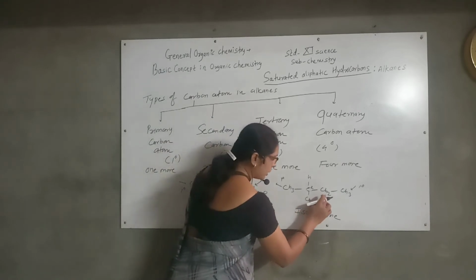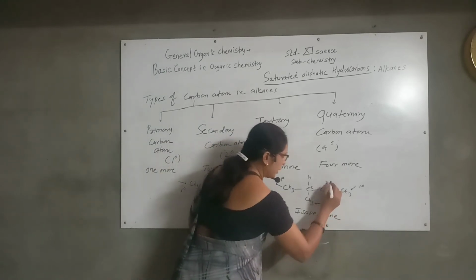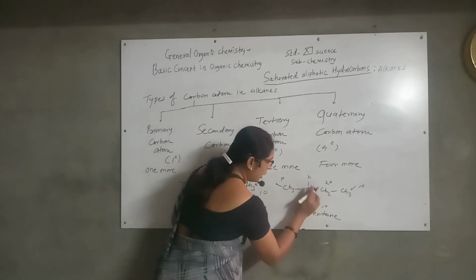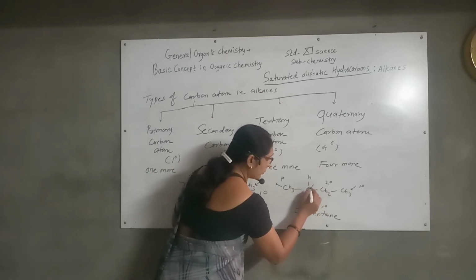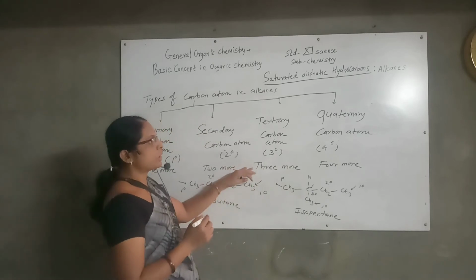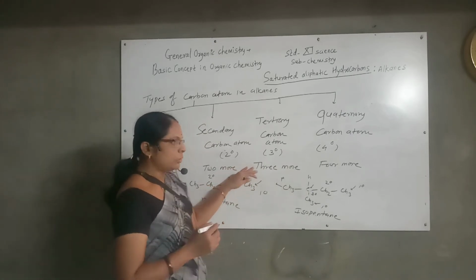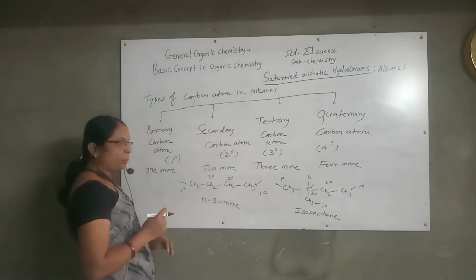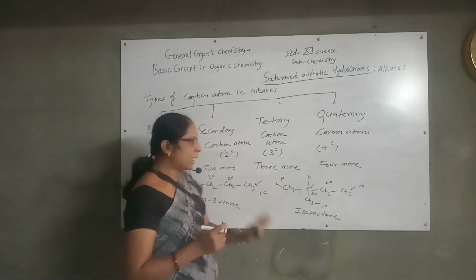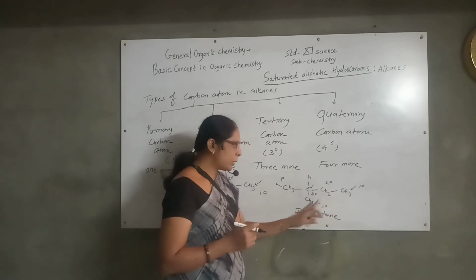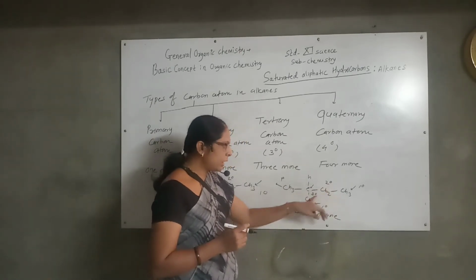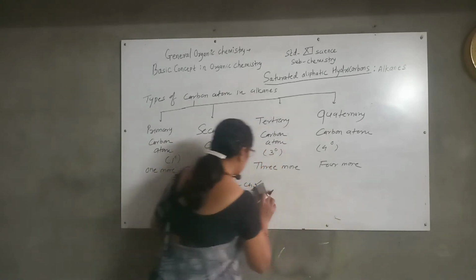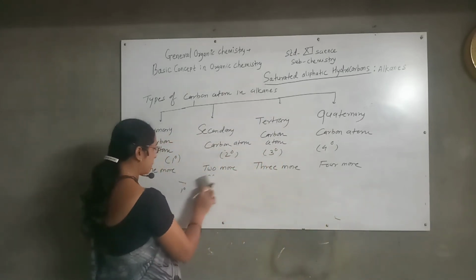Now this carbon is attached to 2, so it is a secondary. Now this carbon is attached to 3, so this is a tertiary carbon atom. So we know the definition of the tertiary carbon atom: the carbon atom which is attached to 3 more is called a tertiary. So isopentane has 3 types of carbon. Terminals are the primary, this one is the secondary and this one is a tertiary.